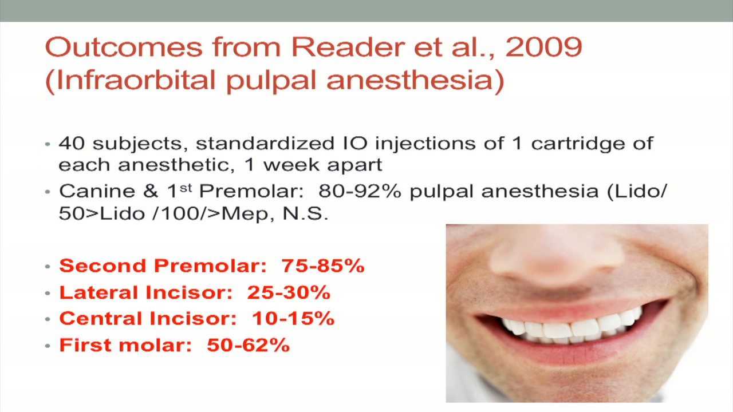In this study, 40 subjects received standardized infraorbital injections of 1 cartridge of each of the local anesthetics spaced 1 week apart. These anesthetics were lidocaine 2% with 1 to 50,000 epinephrine, lidocaine 2% with 1 to 100,000 epinephrine, and plain bupivacaine. With regard to outcomes for the canine and the first premolar, the anesthetic success rate was 80 to 92%. Moving to the second premolar, the success rate was 75 to 85%, while the lateral incisor was reduced to 25 to 30%, the central incisor 10 to 15%, and somewhat surprisingly, the first molar showed success rates of 50 to 62%.